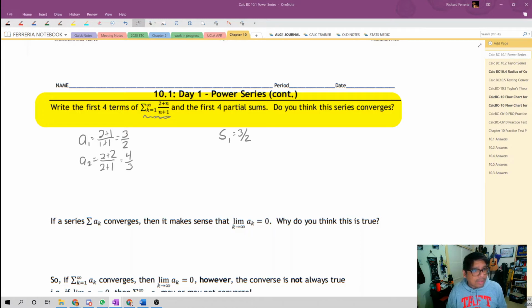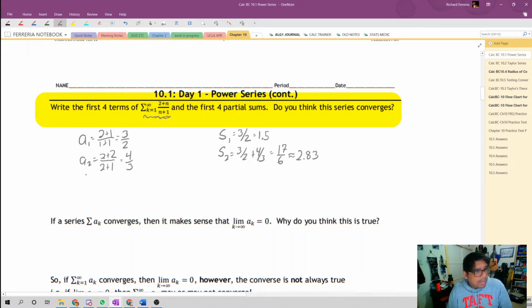And if I add those first 2 terms together, we're calling that S2. So S2 is going to be 3 halves plus 4/3. That is 9 plus 8, that's 17 over 6. Maybe, to assess these limits, we're going to go ahead and put these as decimals. So 17 over 6 is about 2.83.